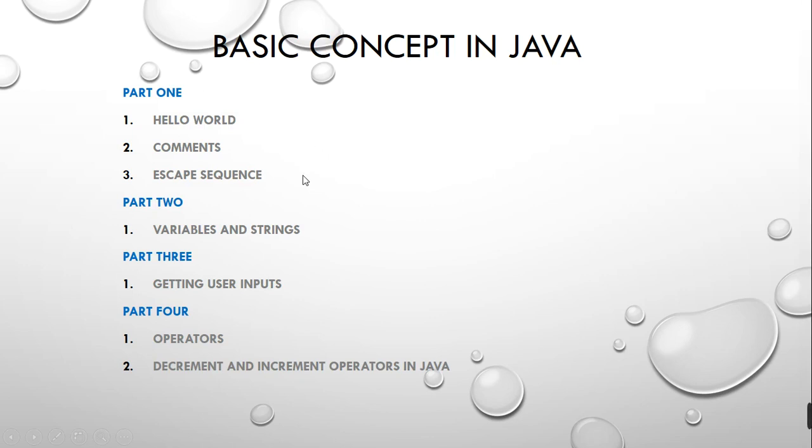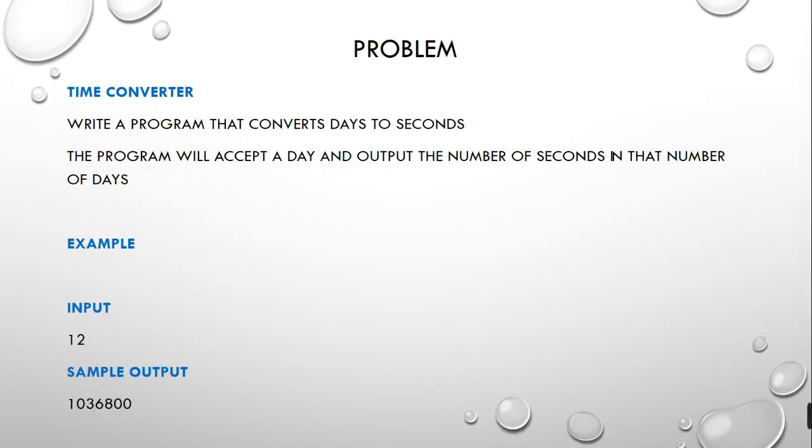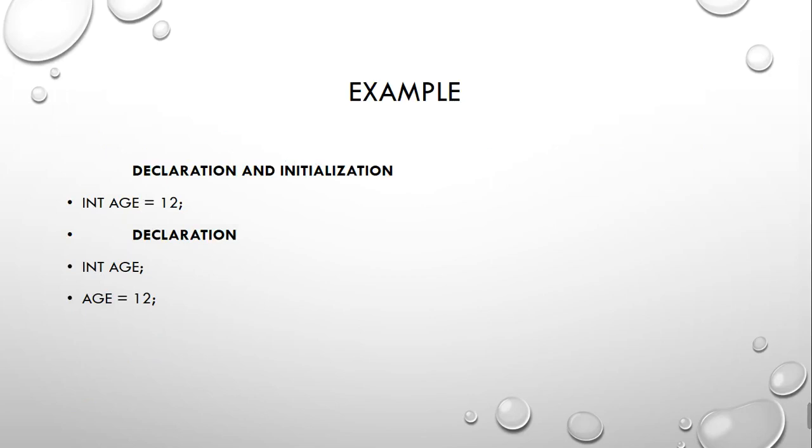Now let's take a look at this example. How to declare a variable. You have 2 things: declaration and initialization. Declaration, initialization, and declaration only.